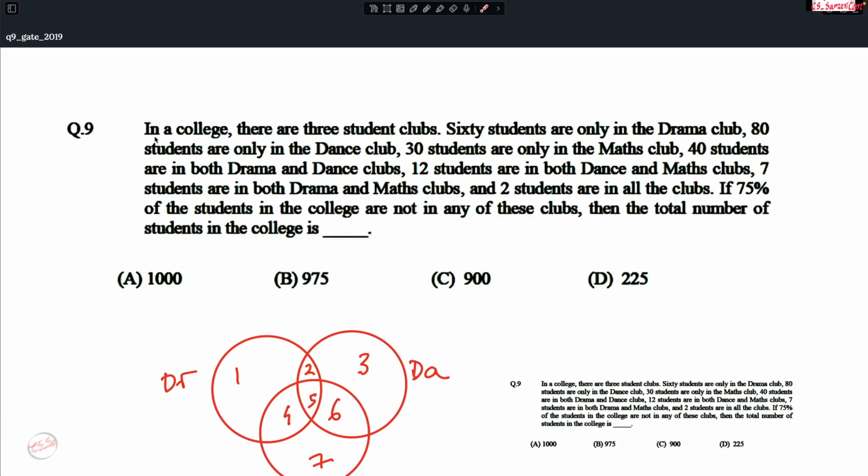The question states that in a college there are 3 student clubs. 60 students are only in drama club, 80 are only in dance club, 30 are only in math club, and 40 likewise. So basically it is a set theory question, right? And obviously there are 3 clubs, so you're going to consider 3 sets.